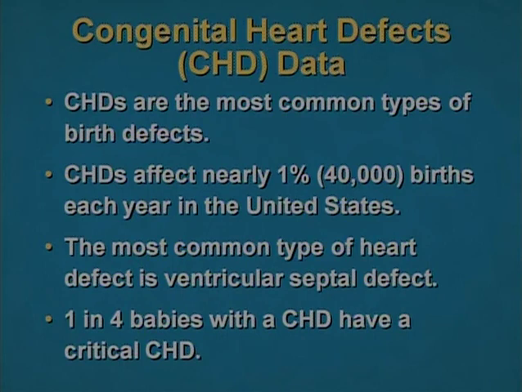As Dr. Morris previously mentioned, she shared some information with us. But I wanted to share some additional data that comes directly from the Centers for Disease Control and Prevention website. So according to the CDC, CHDs are the most common types of birth defects. They affect nearly 1% or approximately 40,000 births each year in the United States. The most common type of heart defect is ventricular septal defect. And 1 in 4 babies with a congenital heart defect have a critical heart defect.